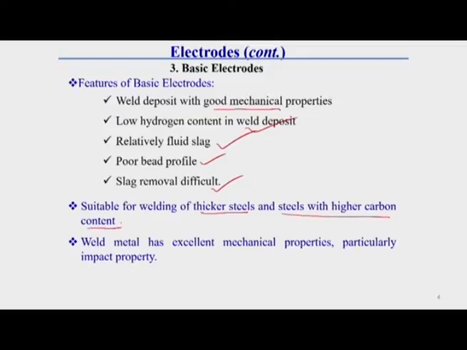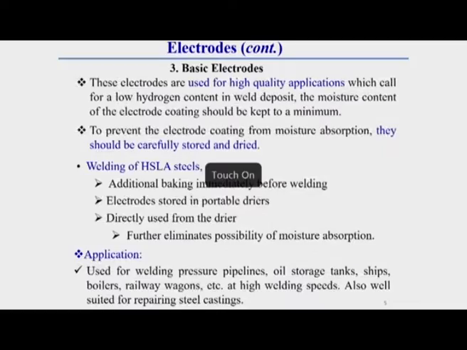Another thing we should keep in mind is that the weld metal generally has excellent mechanical properties, especially impact property. Once you do welding using this electrode, the impact property is very good. Now, these basic electrodes are useful, as I have already told you, for high quality applications which call for low hydrogen content, because as it has very low hydrogen content, or you can say hydrogen is almost not available. That's why it is used in very high quality applications.